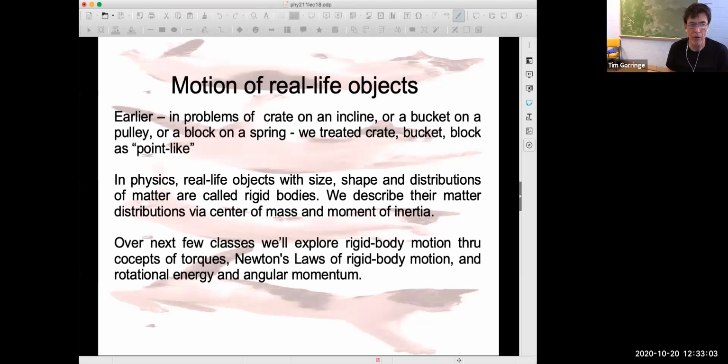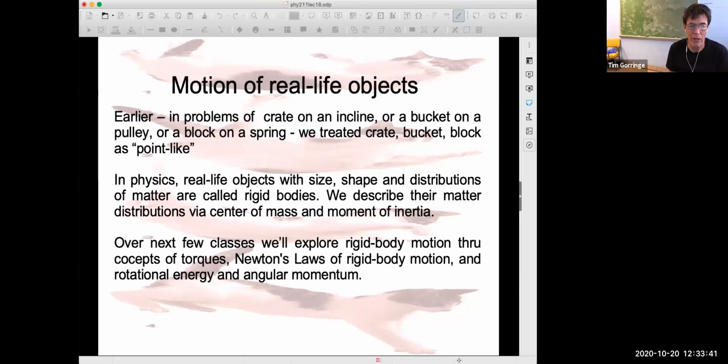When we talked about physics problems in the past, let me think of some great physics problems. There's the crate sliding down the incline. There's the bucket on a string on a pulley. There's the block on the spring, stretching the spring. When we analyzed those problems, we actually imagined as if the crate was a point-like crate. The bucket was a point-like bucket.